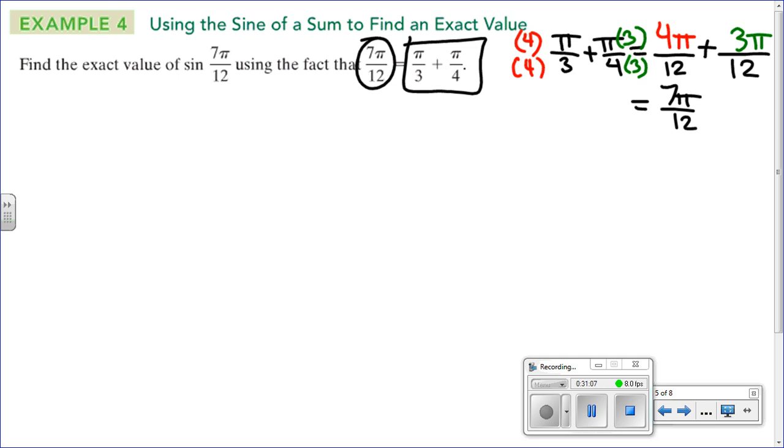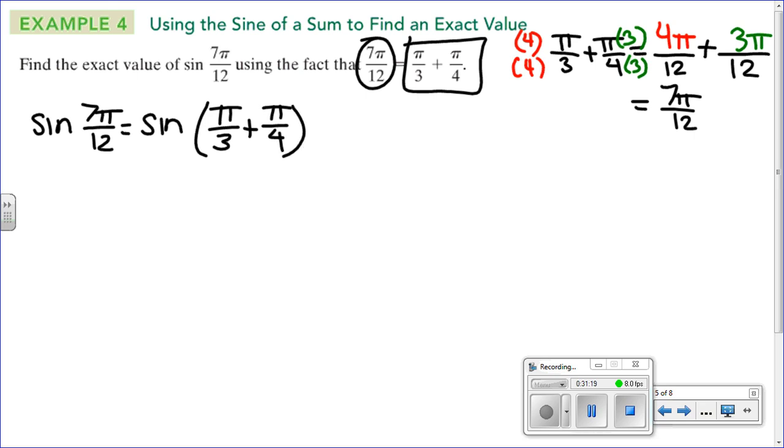So if we want to find the sine of 7 pi over 12, then we will use the sine of pi over 3 plus pi over 4. Now look at your 4 formulas and tell me which one you will use. 1, 2, 3, 4. Which one?